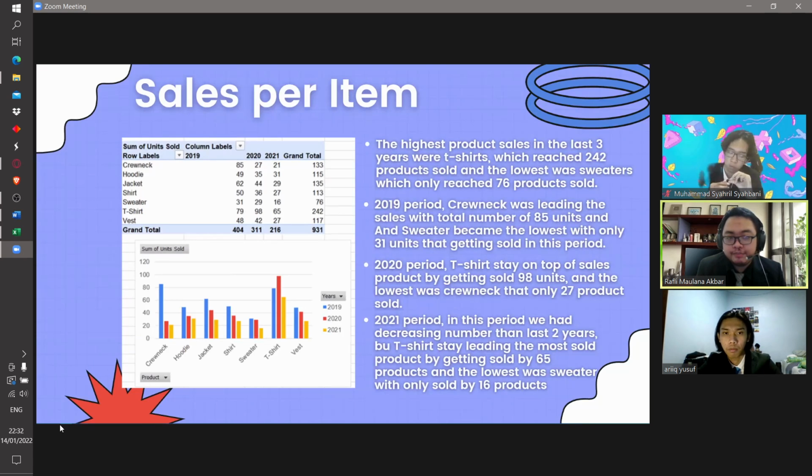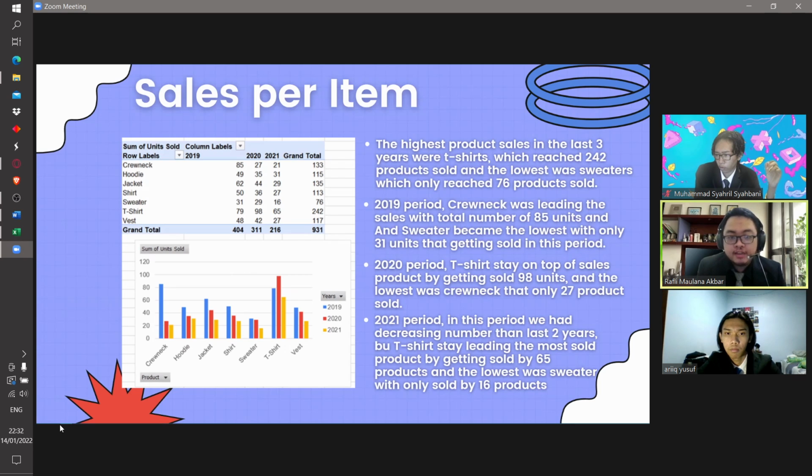And this is the sales per item. The sales per item, we're showing the highest product sales in the last 3 years. That was t-shirt, which reached 242 products sold, and the lowest was sweater, which only reached 76 products. In the 2019 period, CrewNeck was the leader of the sales with a total of 85 units, and sweater became the lowest with only 31 units getting sold.